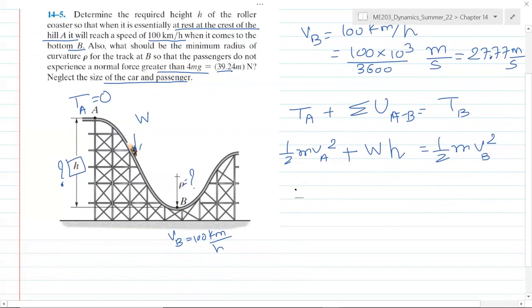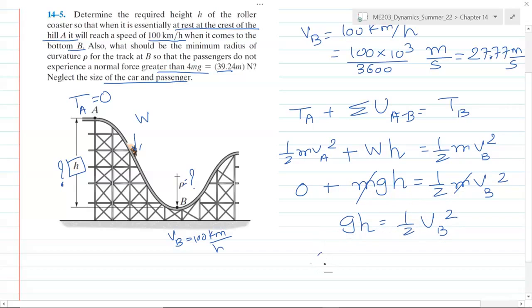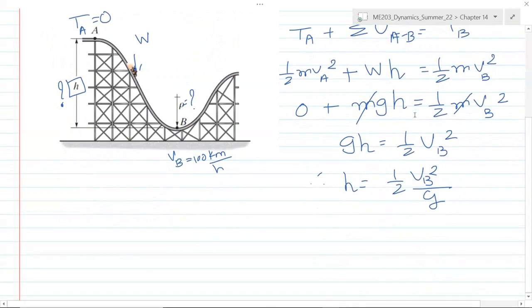VA is 0, so this is 0. W, the weight of the coaster car, is not given, so we will write that as mg times h equals 1/2 m VB square. If you divide by m on both sides, m and m get cancelled, so we get gh equal to 1/2 VB square. In other words, h is equal to 1/2 VB square divided by gravitational acceleration g. So we can substitute the numbers here.